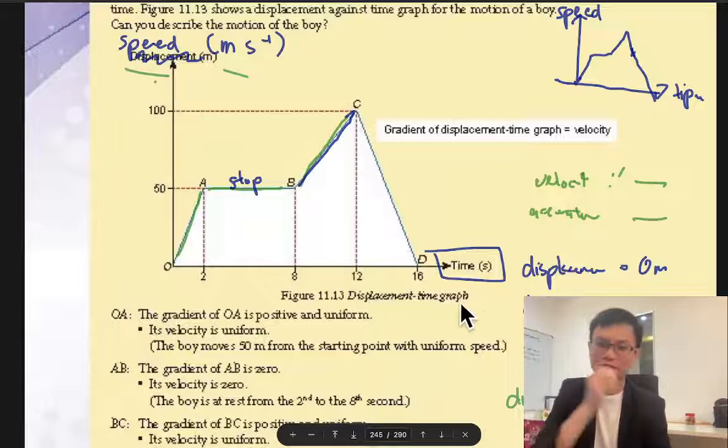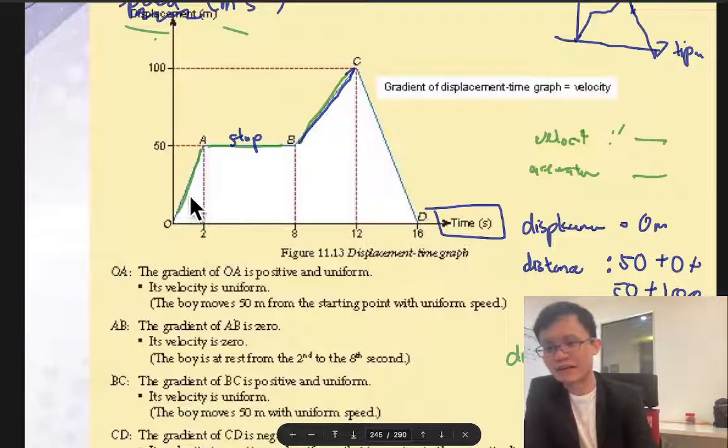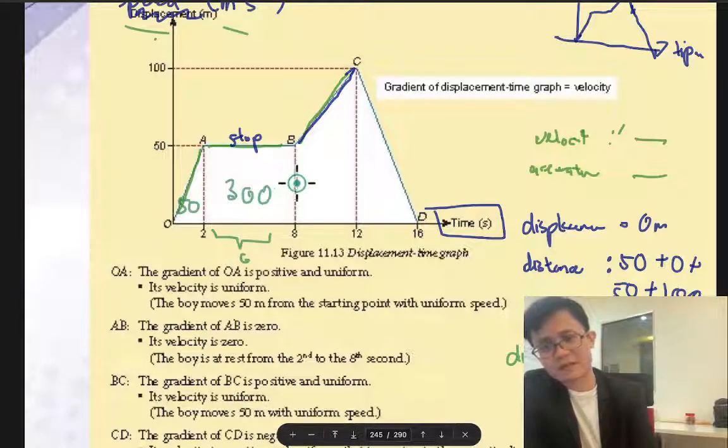Yes, correct. Okay, so if you get 850, that is correct. You just need to calculate the area. So 50 times 2 divided by 2, because it's a triangle, you get 50. And then here is 50 times 8 minus 2, which is 6, right? So 50 times 6 is 300. And then here, how many?